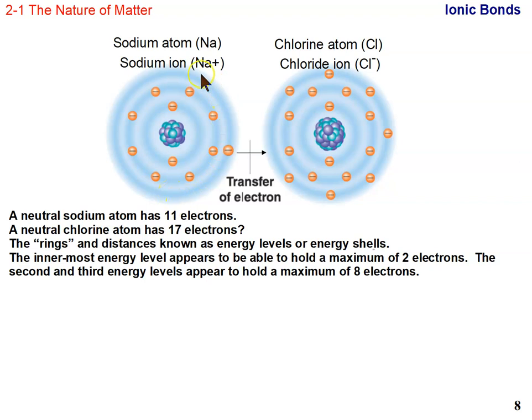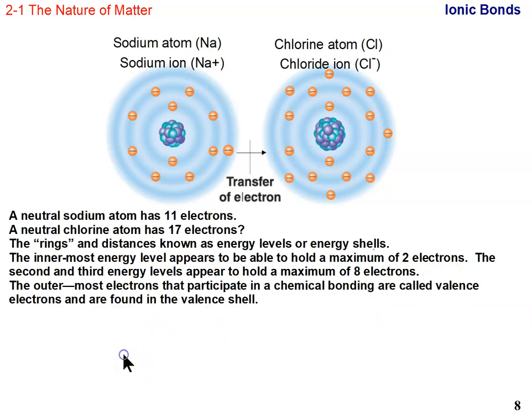Now we can't see that in either one of these atoms. In the third energy level, the sodium only has 1 and the chlorine only has 7. So we can't really observe that from this, but I'm telling you that they hold a maximum of 8 electrons. That's known as the octet rule, by the way. The octet rule. Octet for 8.